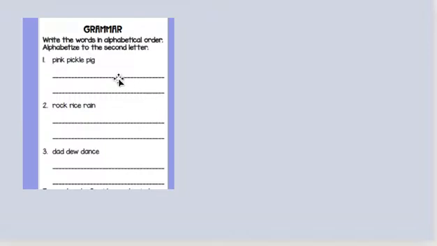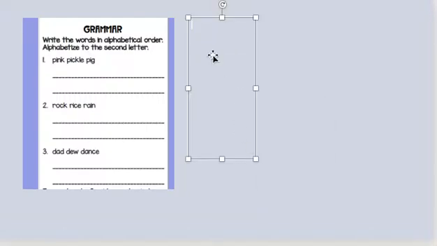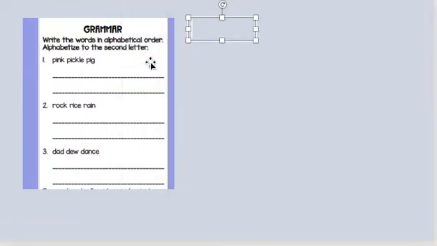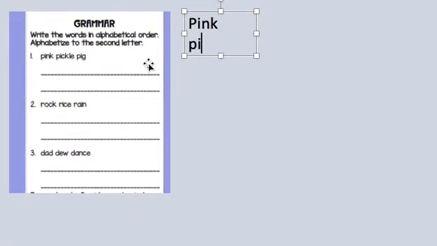Okay, so in your pamphlet this week, there are 3 questions, and you're supposed to put the 3 words in order. So I thought I would just do them right on here with you. I was going to do what she did and line them up. Let me pick a larger font so you can see it. So I write pink, pickle, and pig. And I noticed they all 3 start with P.